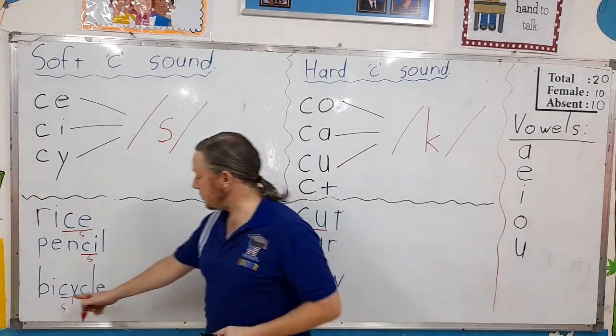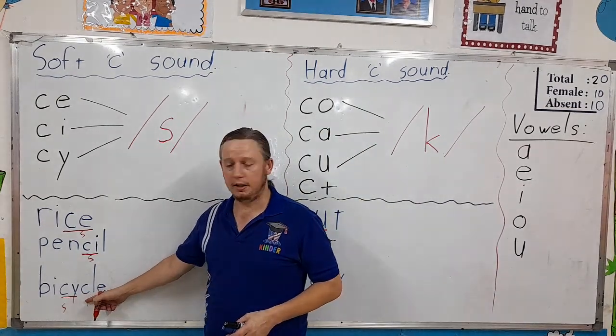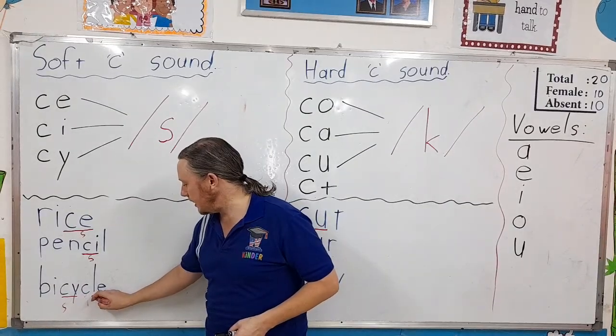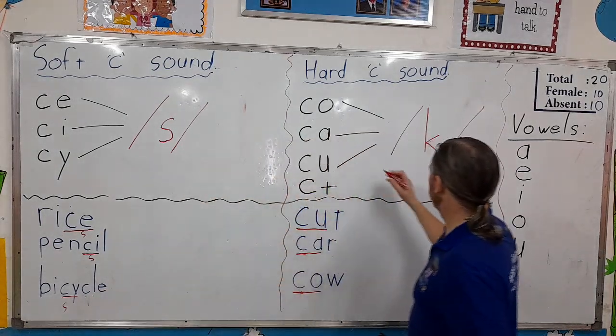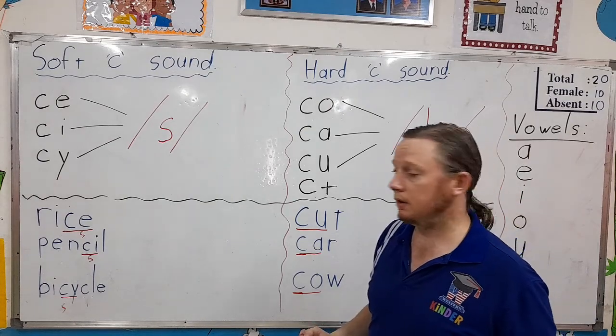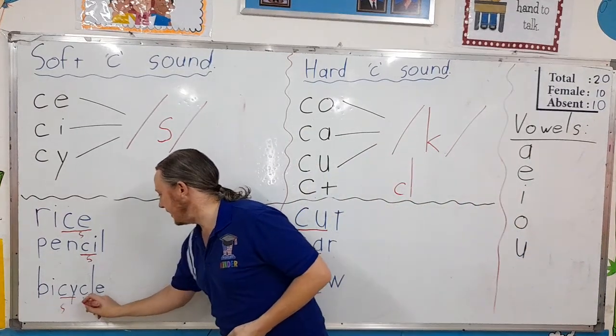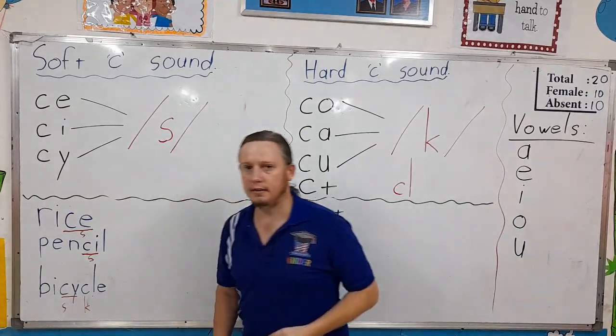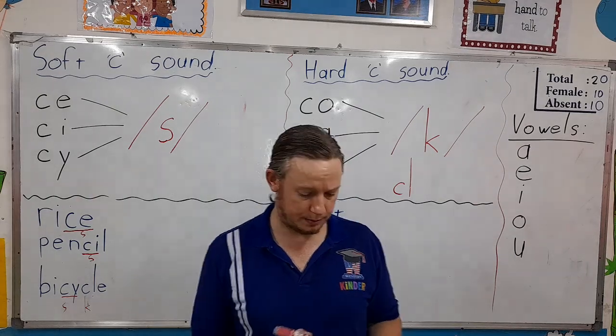Alright, again, there are two letter C's in this word, but if we see a C-L together, for example, C-L, it will be here for the hard C sound. Bicycle. Makes that cut sound.